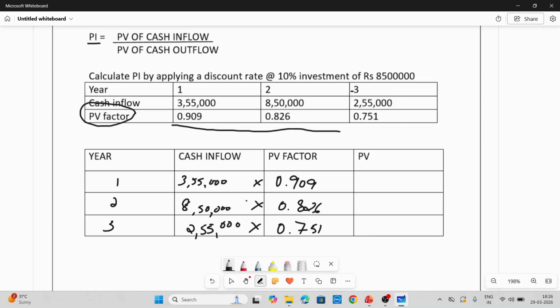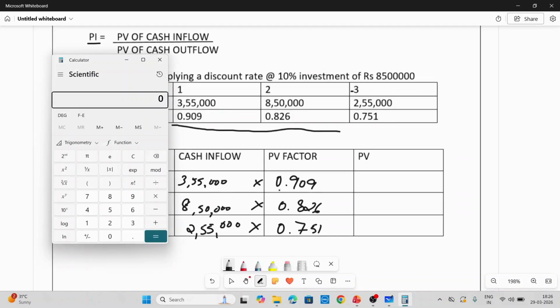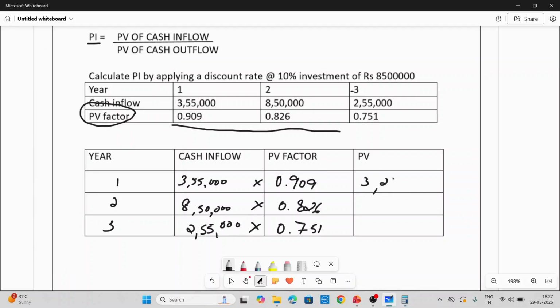Multiply this. So if you multiply 3,55,000 into 0.909, how much will you get? It's 3,22,695. Now, what's the second year's?